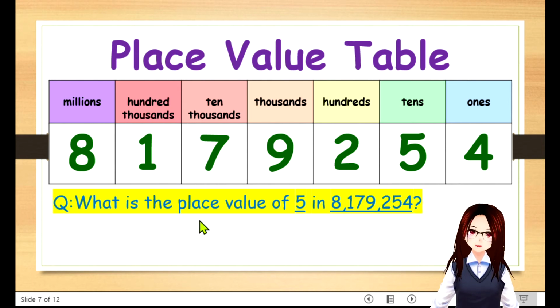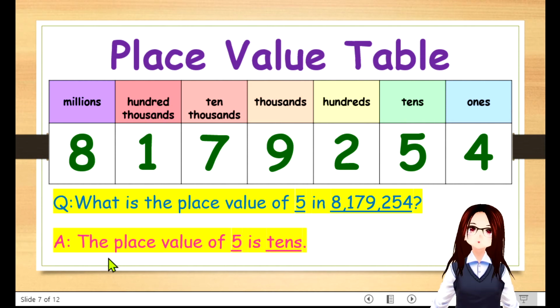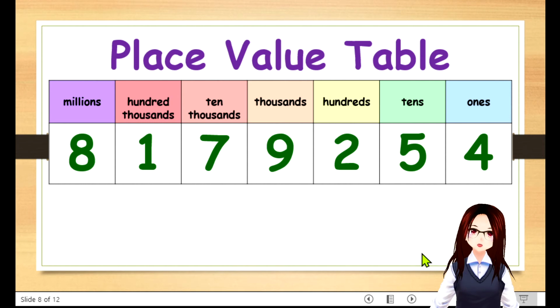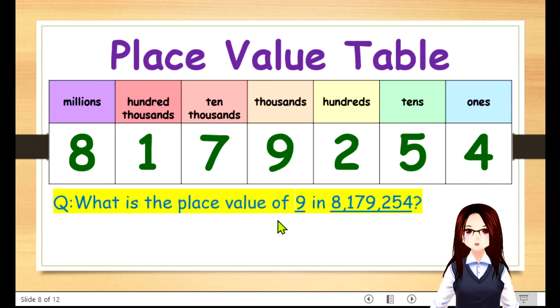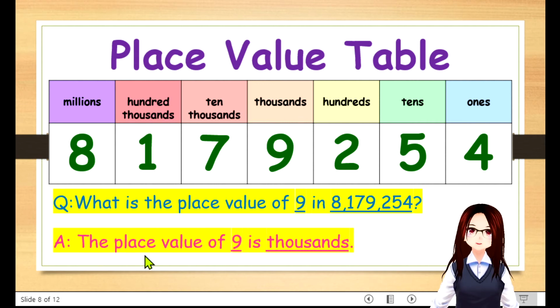Next, what is the place value of 5 in 8,179,254? Okay, our number 5 is here, and the corresponding place value is tens. So the answer is the place value of 5 is tens. Next, what is the place value of 9 in 8,179,254? Your number 9 is here, and the corresponding place value is thousands. So the correct answer is the place value of 9 is thousands.